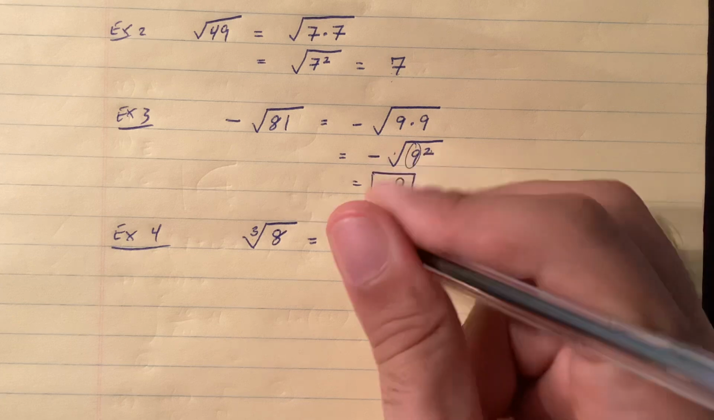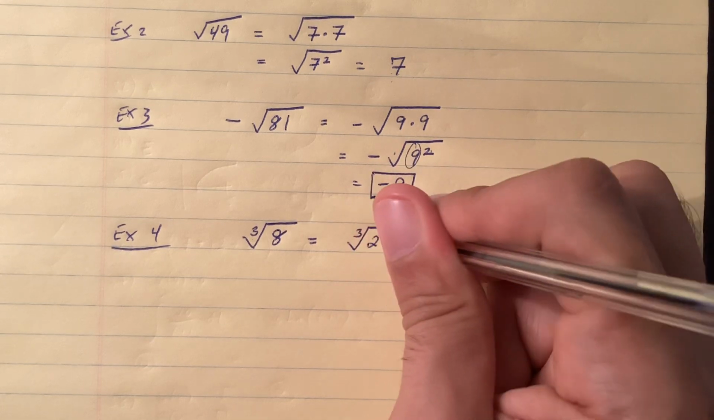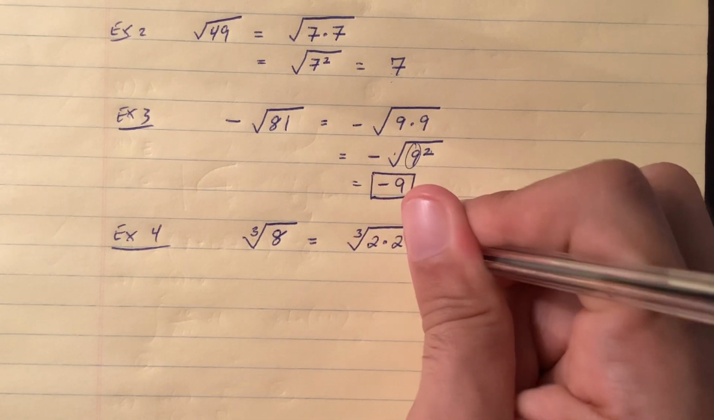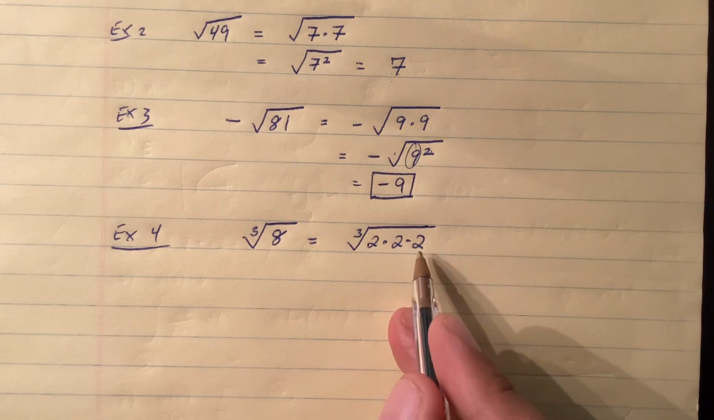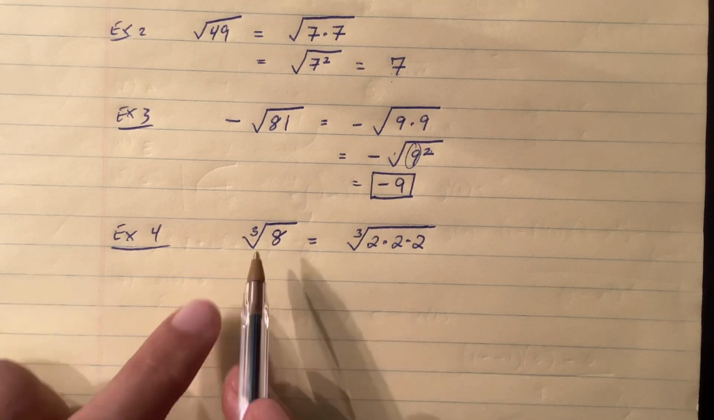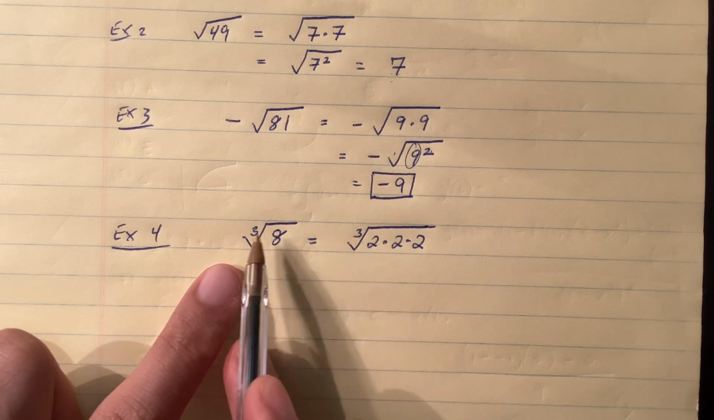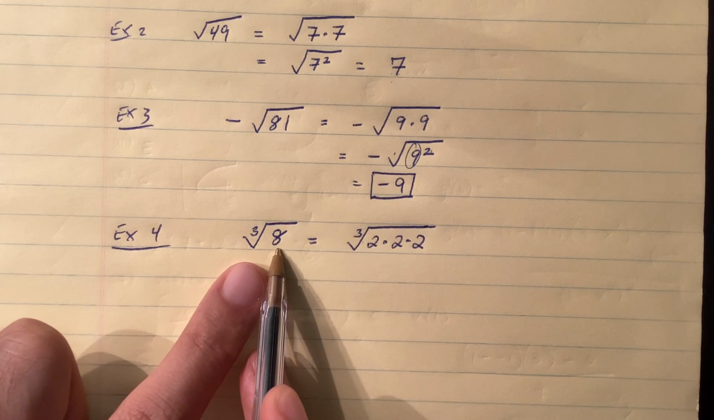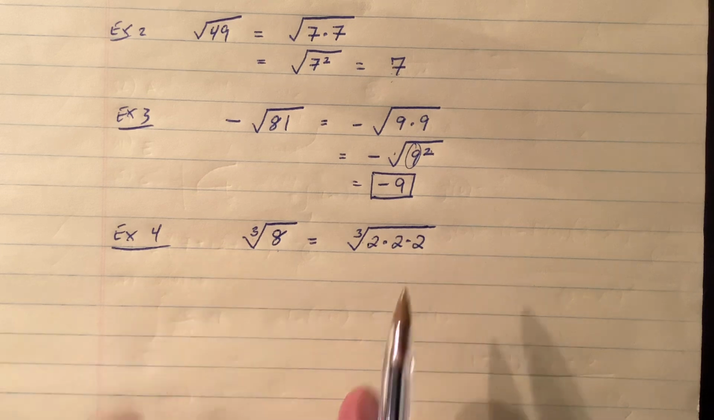So, 2 times 2 times 2. 2 times 2 is 4, times 2 is equal to 8. All right, so we haven't changed anything. The index is the same. It's still a cube root of 8, we just rewrote that as 2 times 2 times 2.